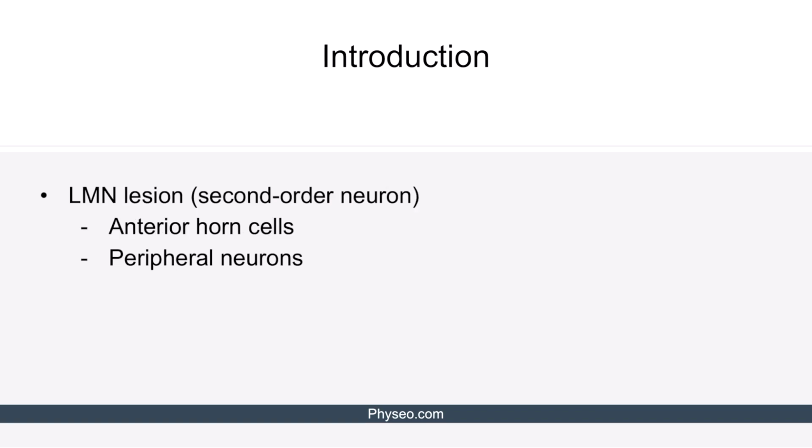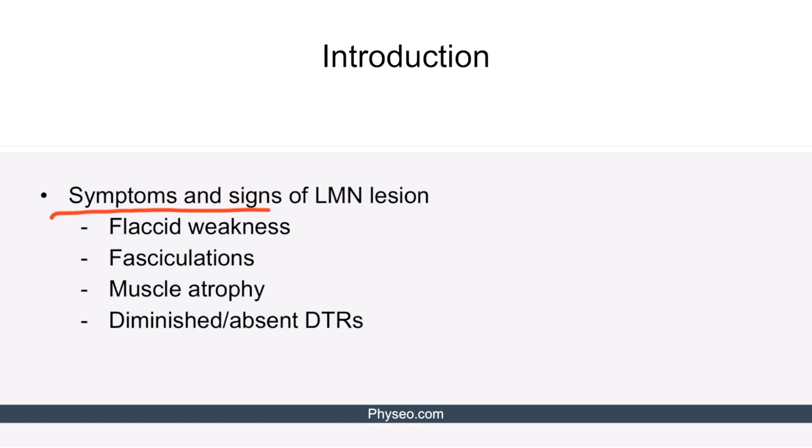On the other hand, the lower motor neuron lesion is a lesion to the second-order neuron in the corticospinal tract. This can affect the anterior horn cells in the spinal cord or peripheral neurons. The symptoms and signs of lower motor neuron lesions include flaccid weakness and muscle fasciculations. Muscle atrophy is prominent too. On the physical examination, deep tendon reflexes are diminished or absent.